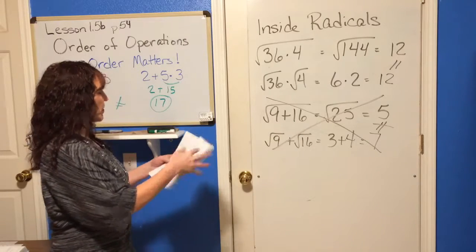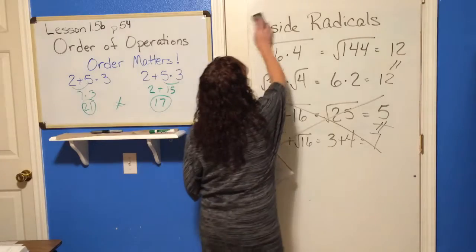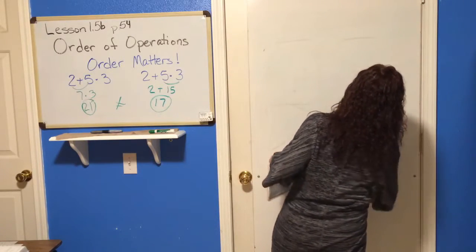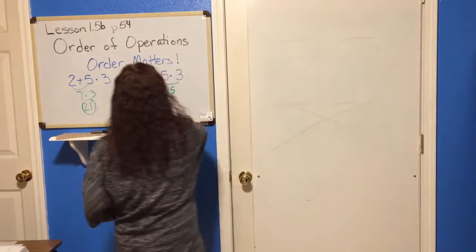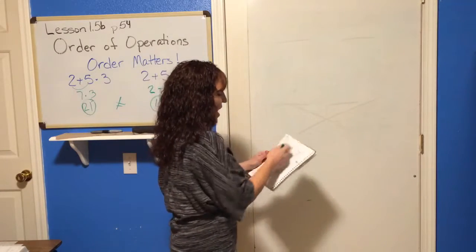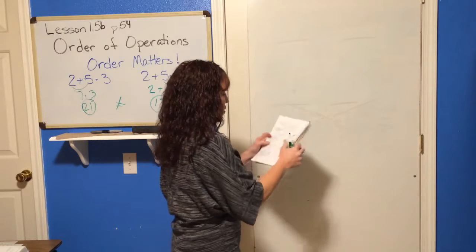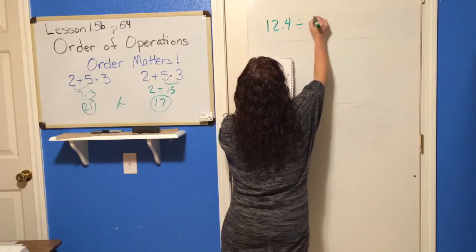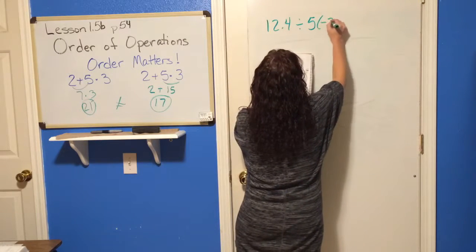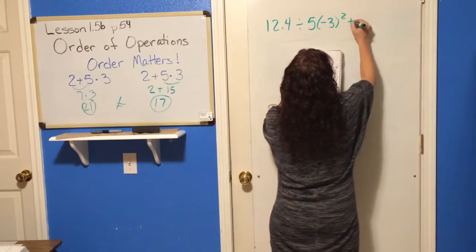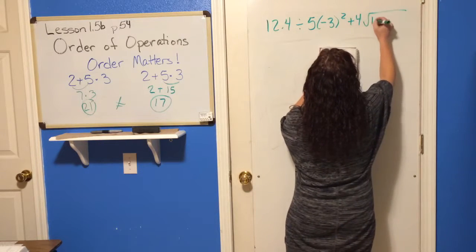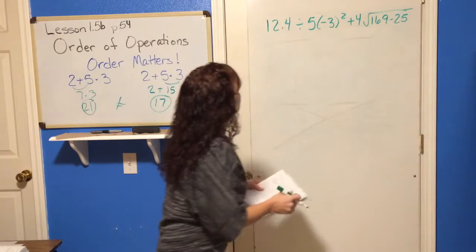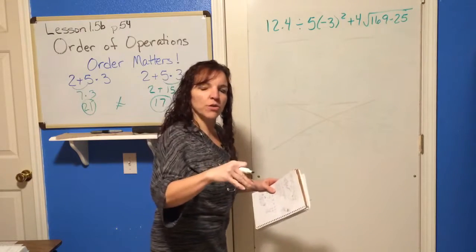All right. I've got 2 more examples, and they're big doozies. So let's see if we can do this. I'll write it down and go ahead and pause just long enough to let me get ahead of you, and then see if you can get the same answer as I get. So we've got 12.4 divided by 5 times this quantity -3 squared plus 4 times the square root of 169 minus 25. All right. So the first thing, see if you can do it on your own and then come back.